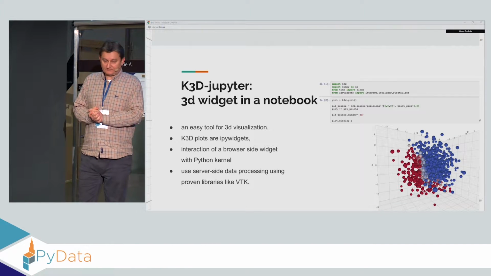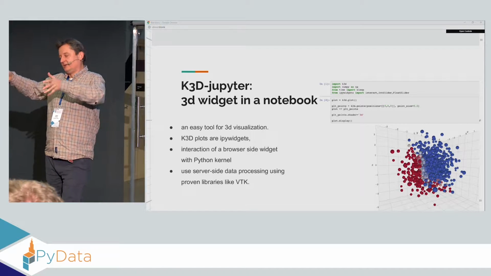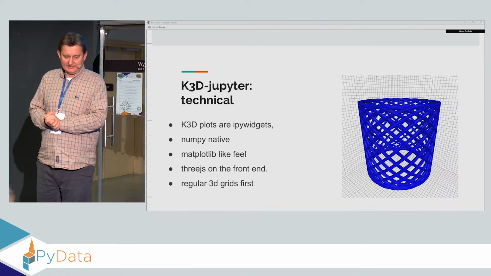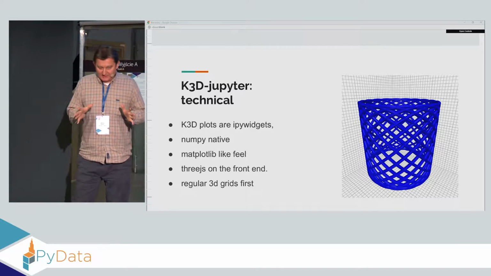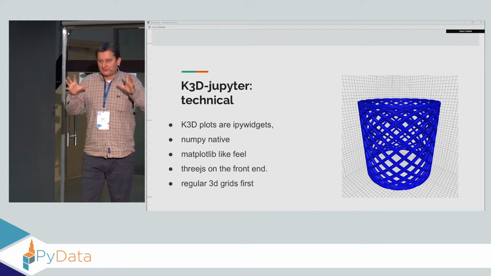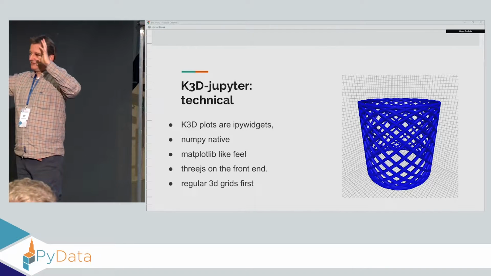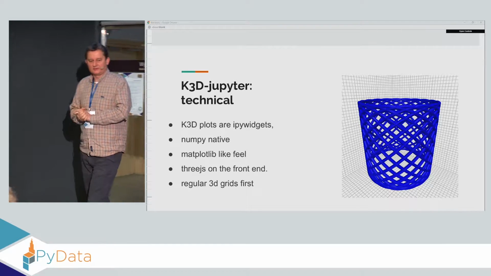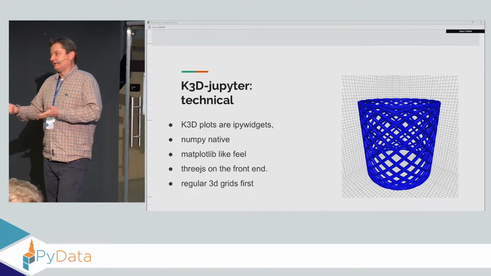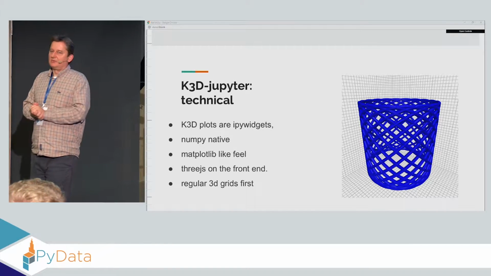But in this case, we want to use it for communication. We want to use this ipywidgets system. So basically, the idea behind this software is that the plots are widgets in the Jupyter system. This is mostly NumPy native, so we think about structured arrays as a basic data structure, which is not always the case, but is our main point. We want to have a matplotlib look and feel, which is very nice because probably most of you have tried matplotlib or similar software.